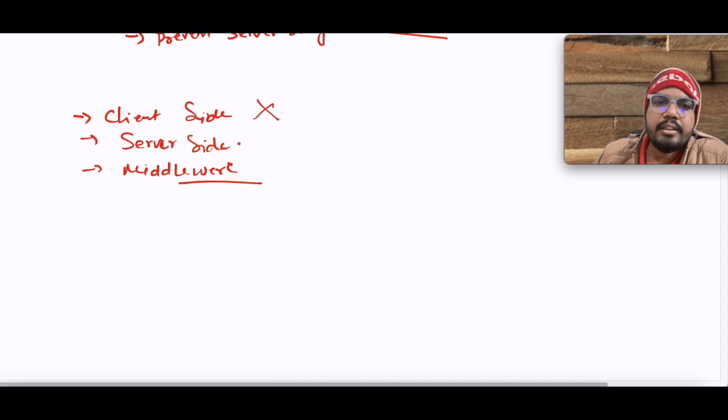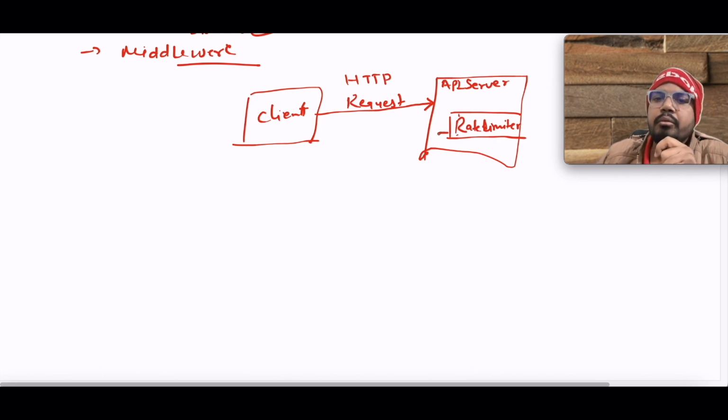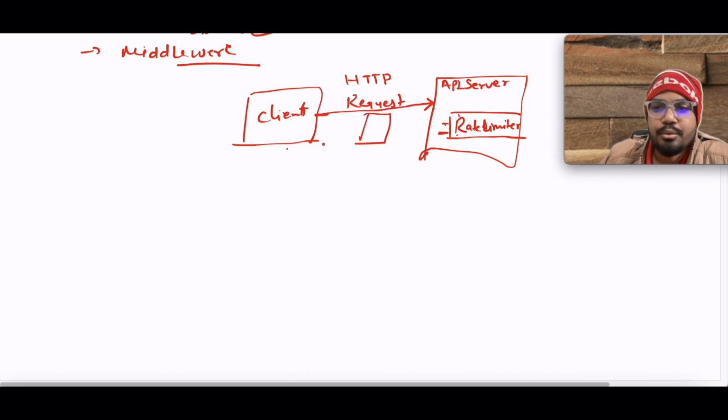Now can you put the rate limiter at server side? Of course you can, but it is not the recommended way. Suppose you put the rate limiter at server side. In this case, each and every client request must be connected to the server and only then will the rate limiter work. So this is not a good design. If you put the rate limiter at server side, the client must connect to the server to get the benefit of the rate limiter. So where should we put it? We can put it in between the client and server.